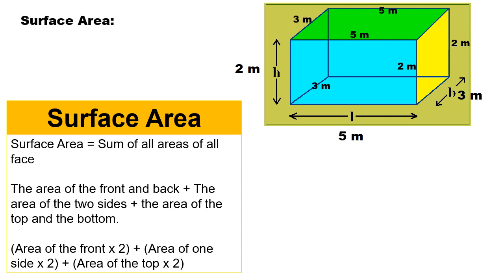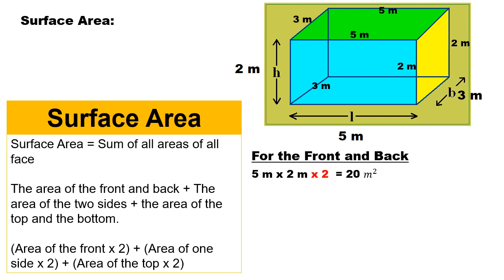Okay, so how do we find the surface area? The first part, we're going to work out the blue part, and because the front and the back are a double up of the same area, you just have to work out the front and times it by 2. If you look at the front there, the length times breadth of that flat blue 2D surface is 5 times 2. Now, very important, you have to double it up, so you times it by 2 because it's the front and the back, and that gives you 20 meters squared.